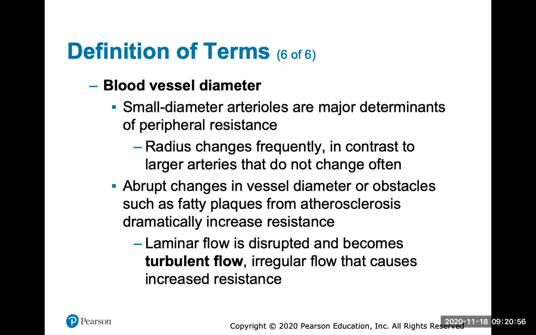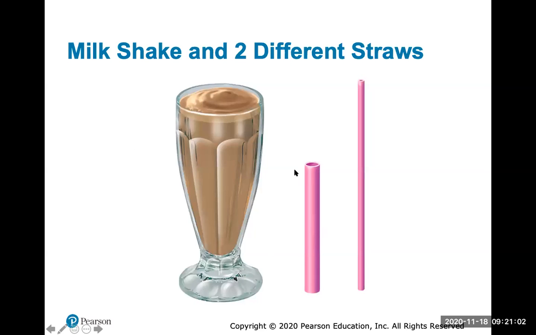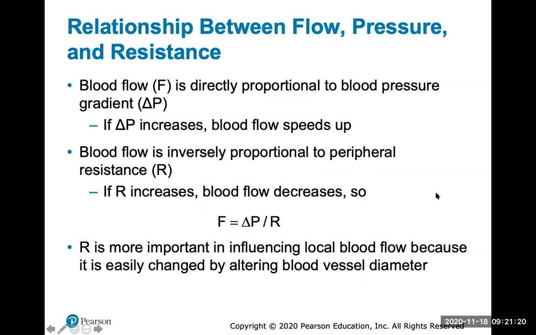cause turbulent flow, which is an irregular flow that causes increased resistance. An example is drinking a milkshake. Whether you drink from a narrow straw with a narrow lumen or a more dilated, larger straw, the larger one will actually give you more milkshake to drink. Blood flow is directly proportional to the blood pressure gradient. As resistance increases, the blood flow decreases.